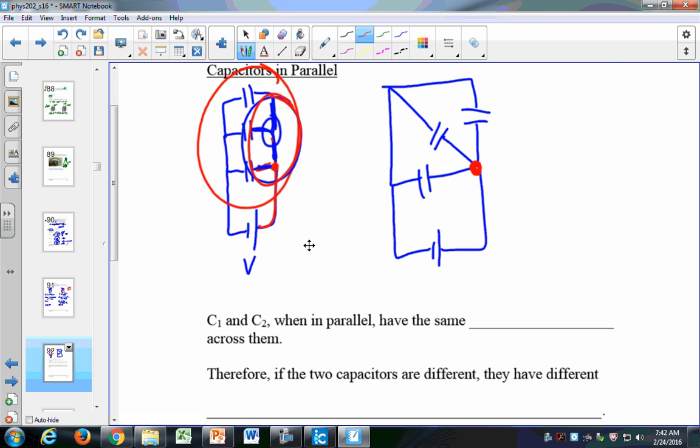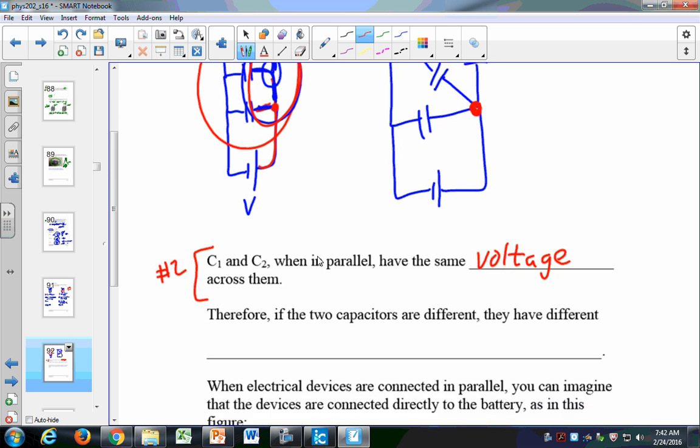Okay, so C1 and C2 or C3 or whatever, this is my rule, this is our rule number 2 actually. When they're in parallel, they have the same voltage across them. So if 2 capacitors are different, they also have different charges stored within them. All right, I don't like to use this word, but this should be obvious.